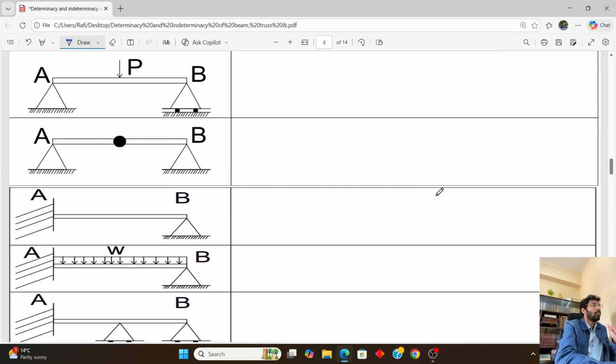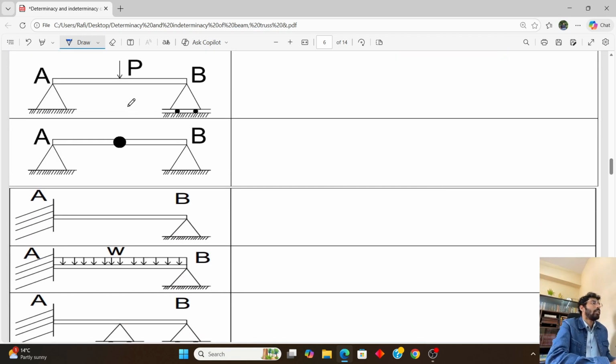If we look at the screen, we will see that there is a simply supported beam here and the point load is acting at the middle or some point on the beam. So we have to calculate how many unknown reactions we have. At the hinge support there is a vertical and a horizontal reaction, and at the roller support there is only a vertical reaction. So there are three unknown reactions. So the value of R will be 3 and the value of E will be 3.